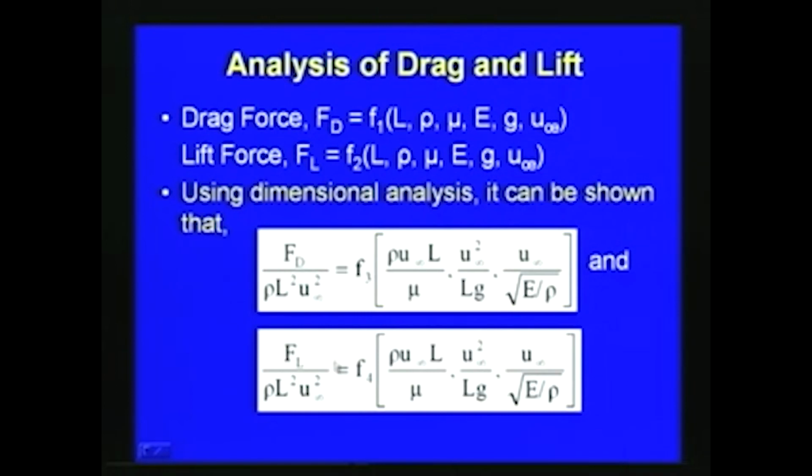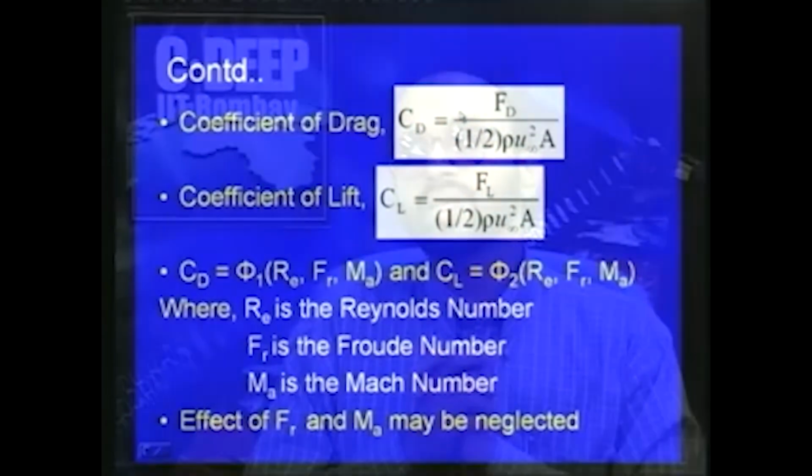Similarly, this lift force we can write as F L divided by rho L square u infinity square is equal to a function of rho u infinity L by mu, u infinity square by L g, and u infinity by square root of E by rho. So, we can represent the dimensional analysis like this with respect to the drag force and then with respect to the lift force. After writing like this, we have seen that the coefficient of drag and coefficient of lift we can write in terms of this.